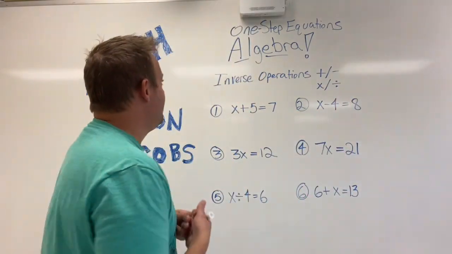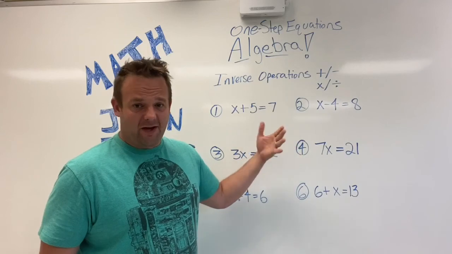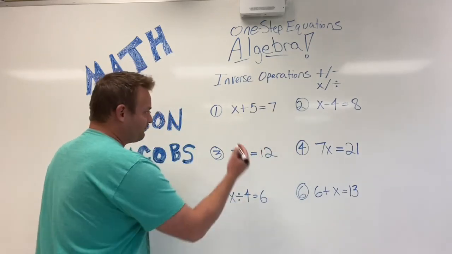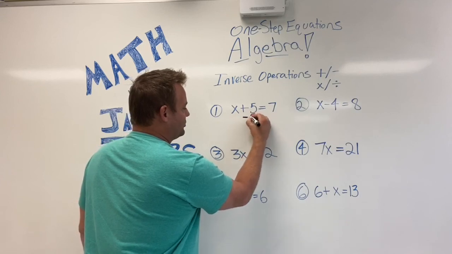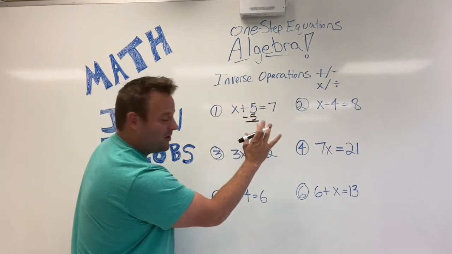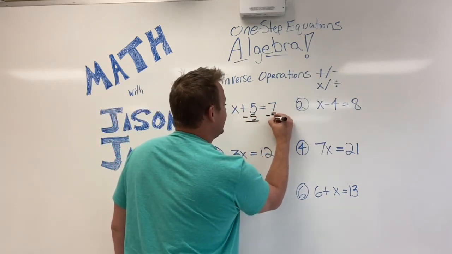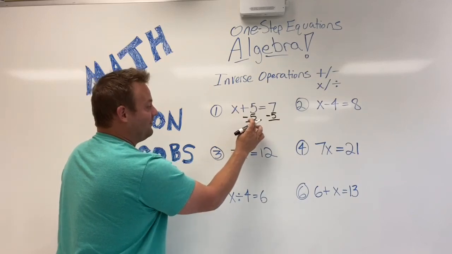Let's get going. All right, so we have x plus 5 equals 7. So some number plus 5 equals 7. Well, the inverse of adding is subtracting. So we're going to subtract 5 here. And whatever you do on one side, you have to do on the other. So we're going to subtract 5 here. So now, positive 5 minus 5 equals 0.